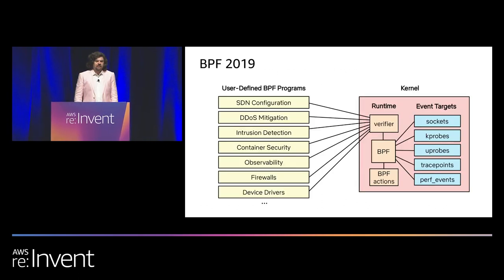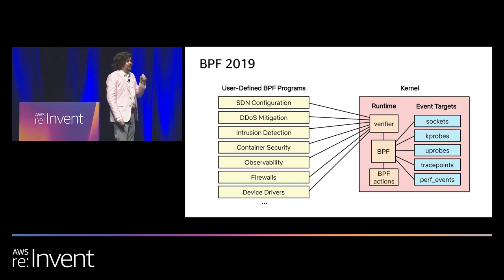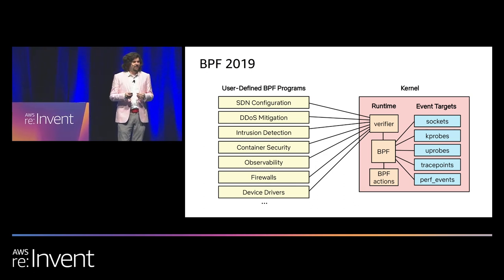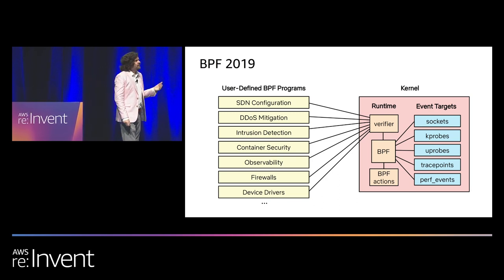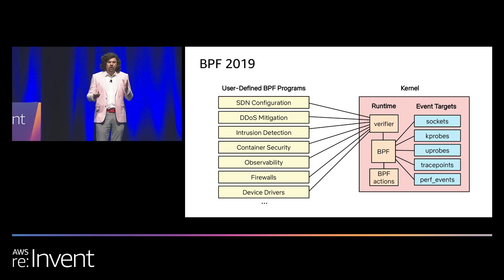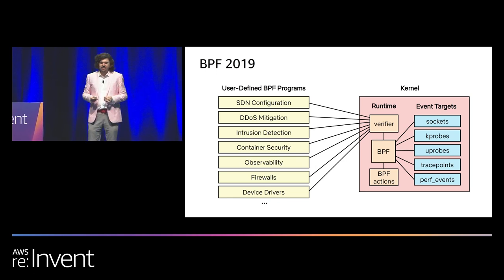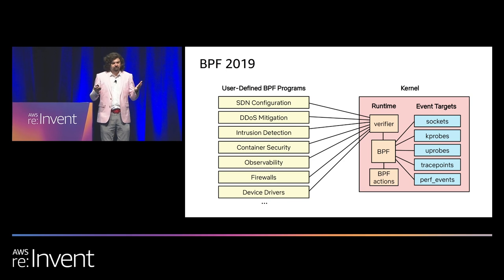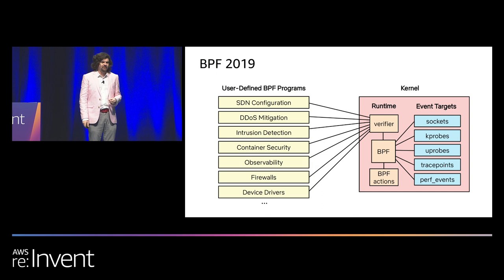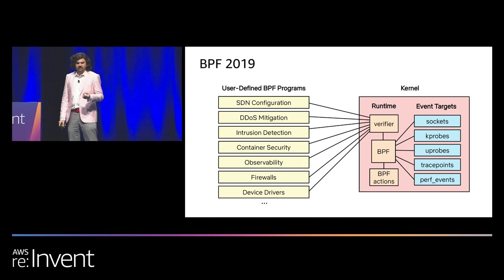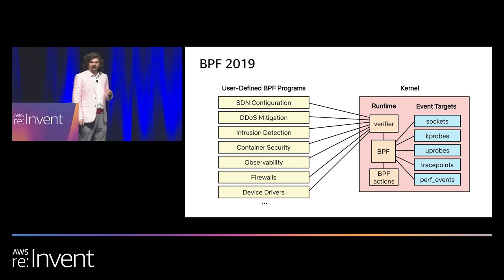BPF nowadays, and I sometimes call it eBPF because that's what we did to start with, eBPF being extended BPF, is a kernel execution engine, a way of defining programs in user space and then getting the kernel to run them. These programs can be many things: intrusion detection, container security, observability, firewalls, device drivers. There's already a BPF firewall in Linux, BPF filter, that is likely to become the standard.